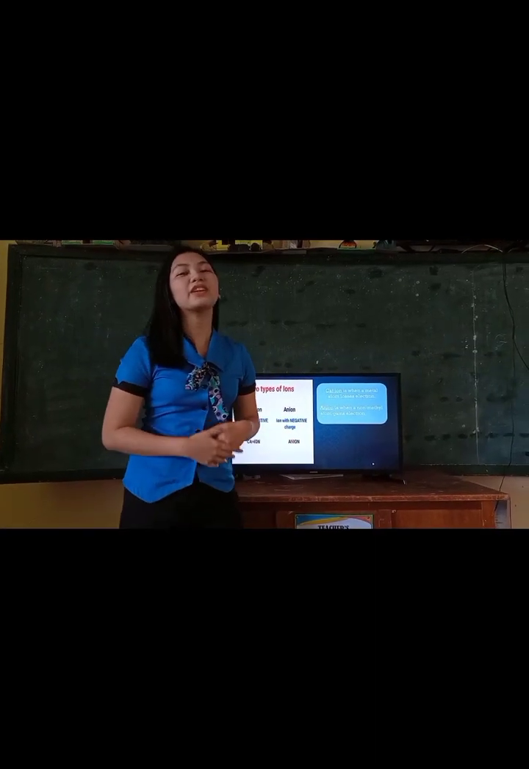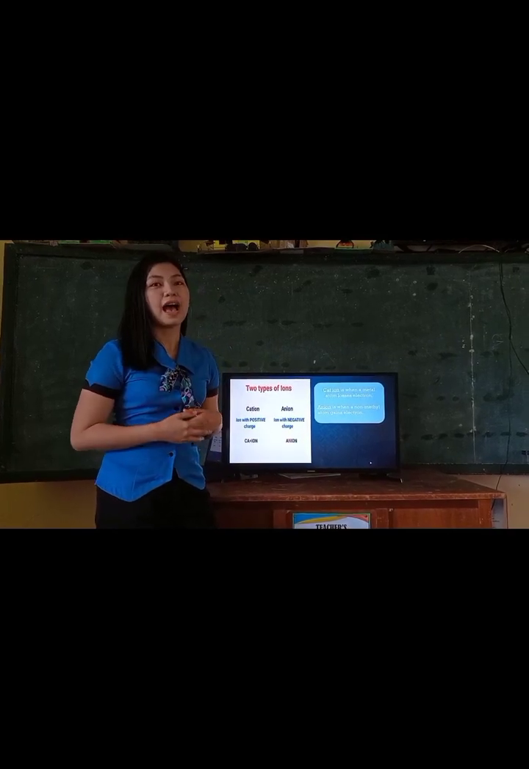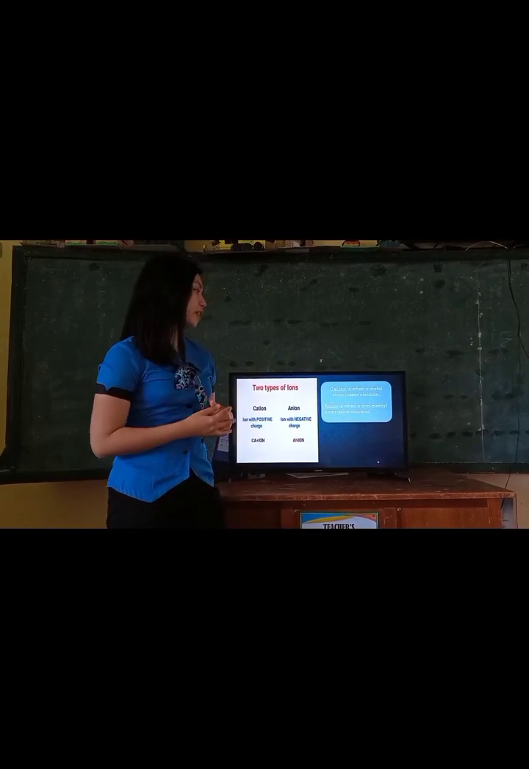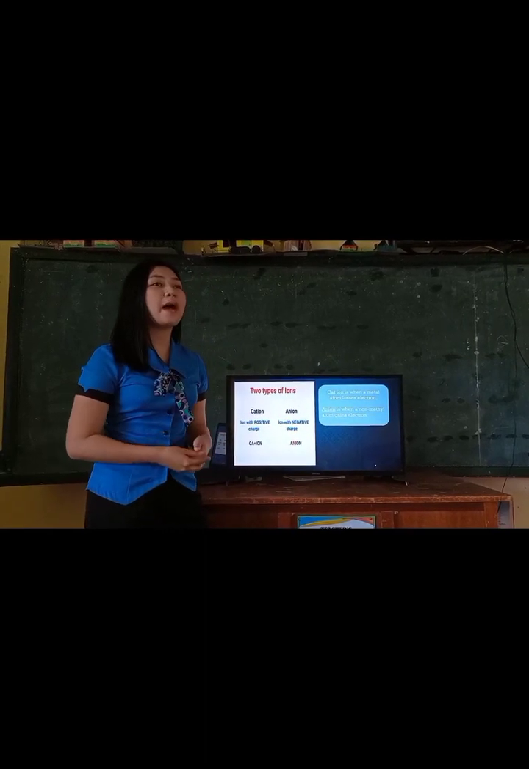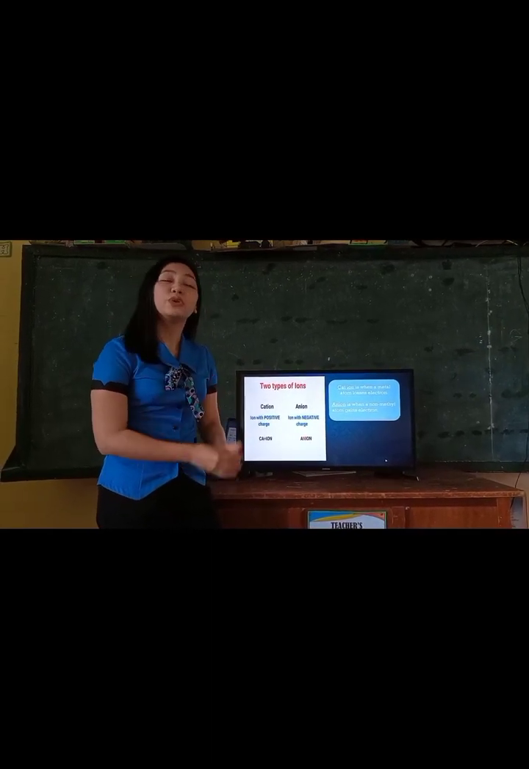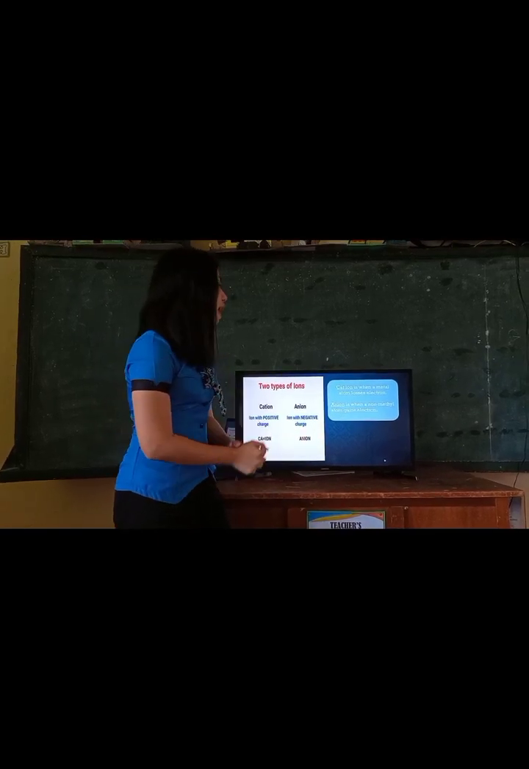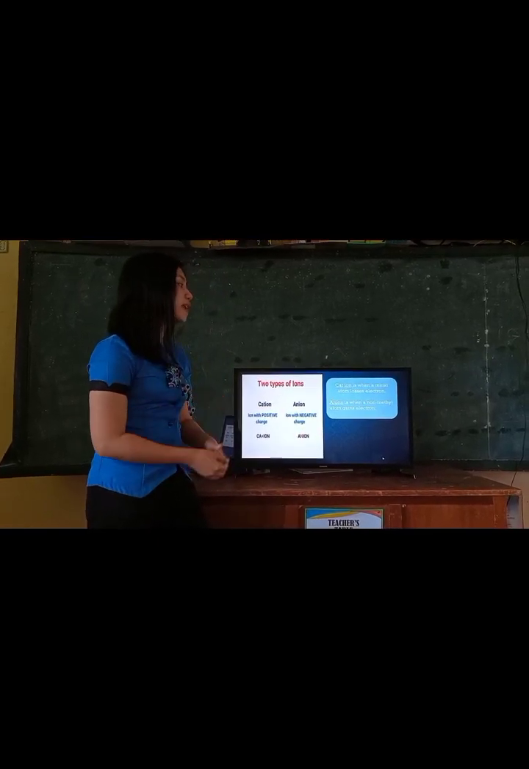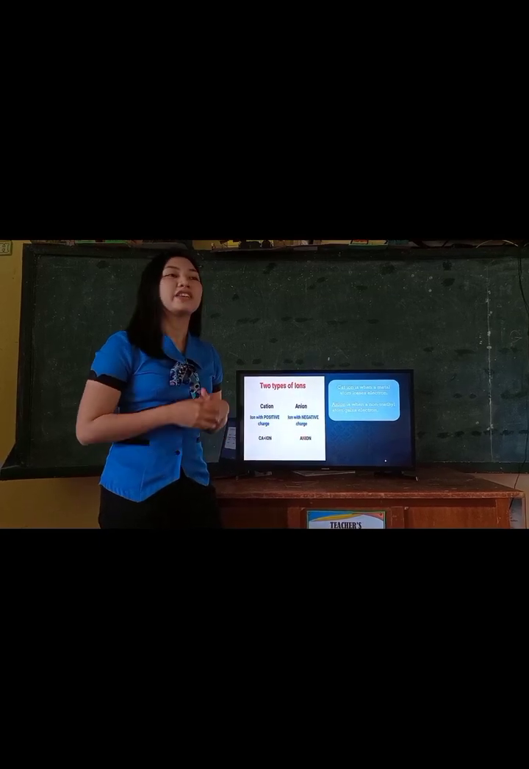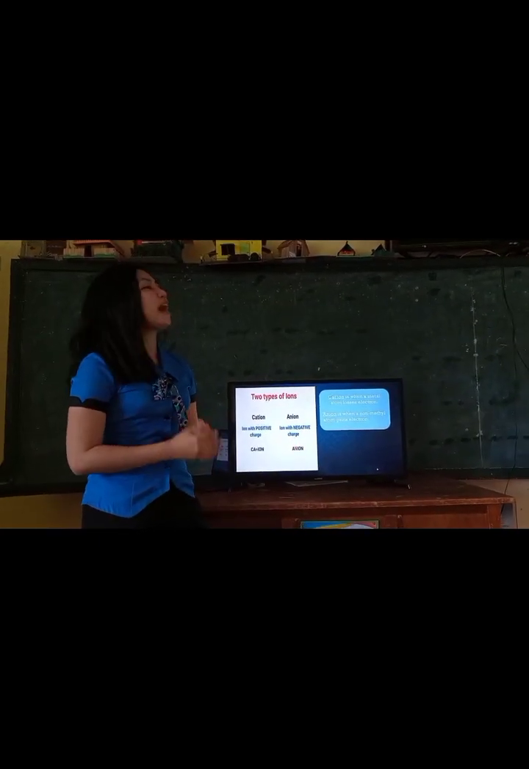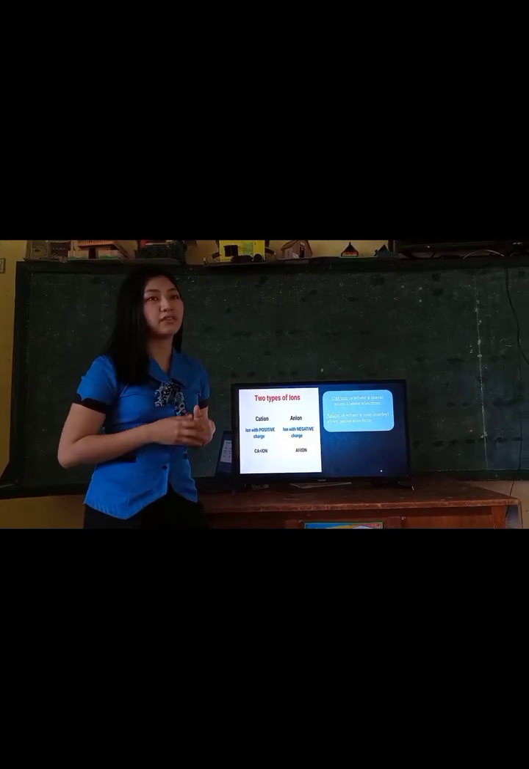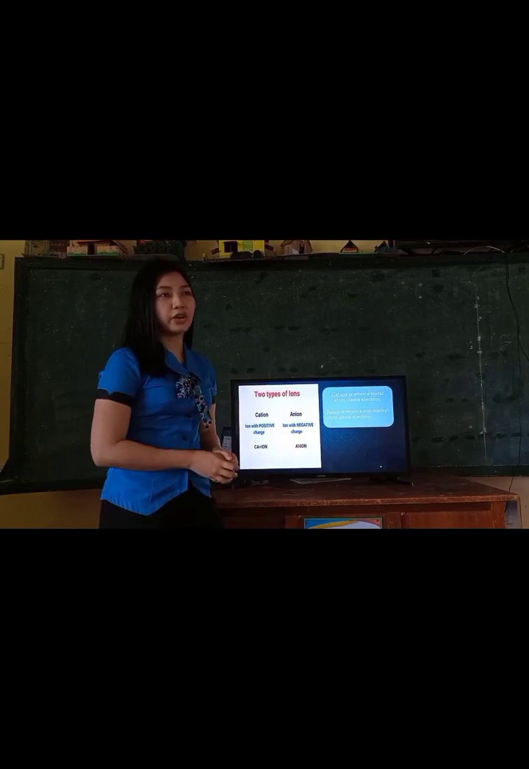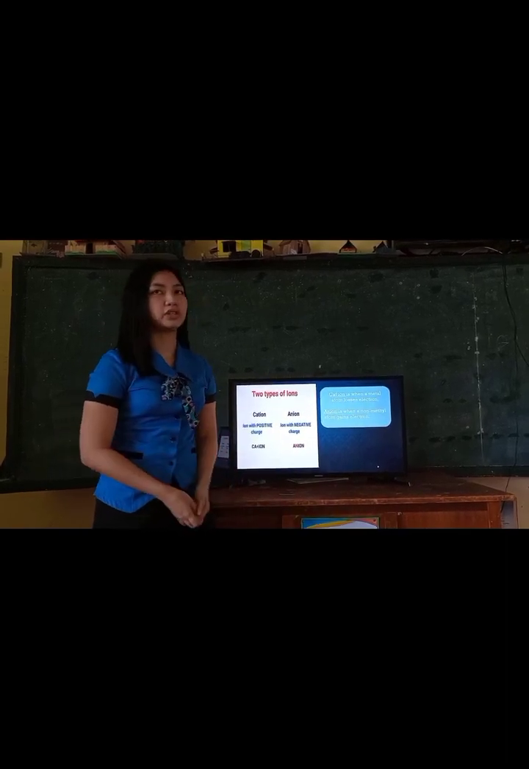So, class, there are two types of ions: cation and anion. A cation is when a metal atom loses electrons, and an anion is when a non-metal atom gains electrons. Also, class, you have to remember that a cation has a positive charge and an anion has a negative charge.